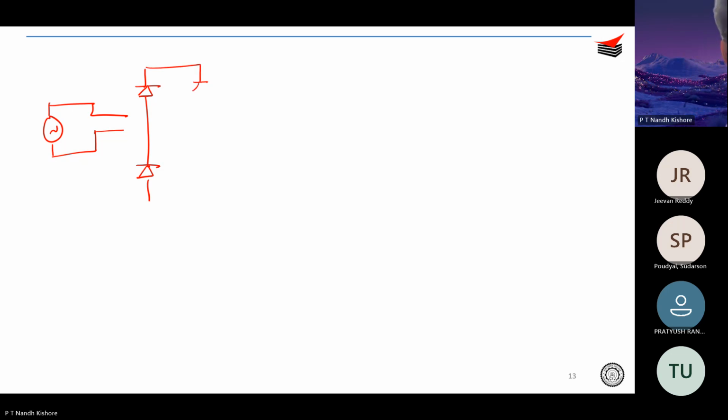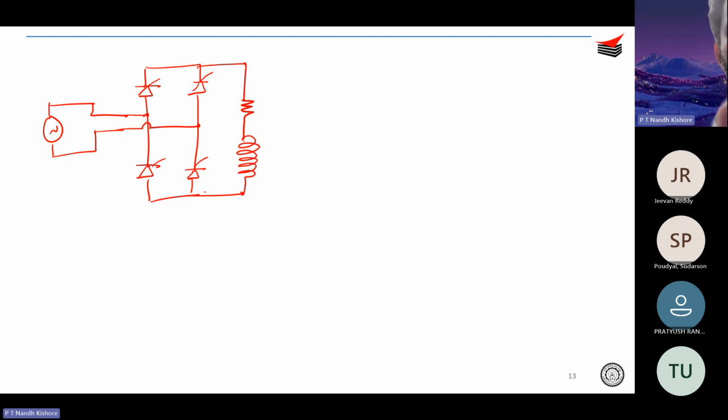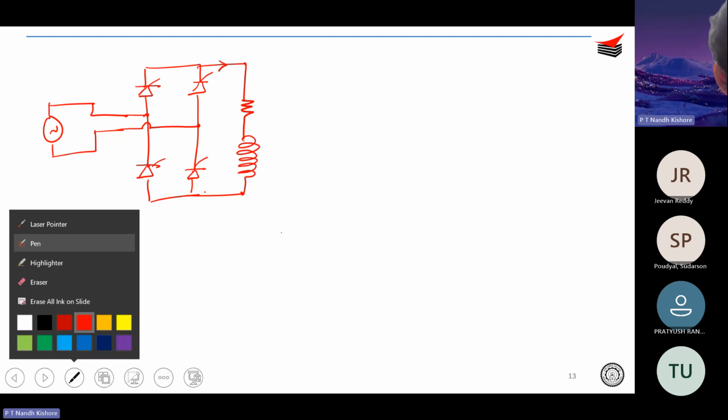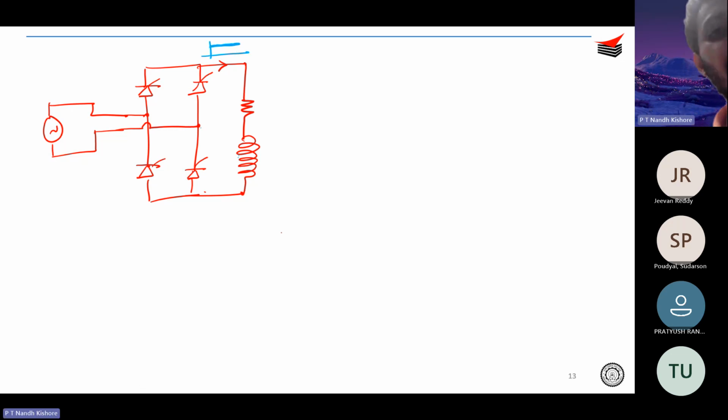Okay. So I told you that you had something like this. And your inductance is really large, so the current that is coming over here is a flat DC. If your current is a flat DC, then what do you expect to see as the current over here? You should be seeing a square wave, right?